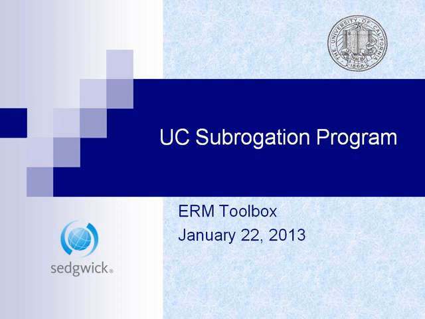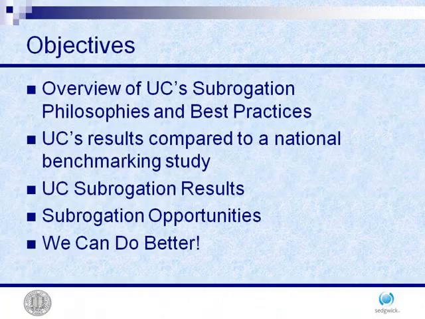So the objectives of our webinar today are to go over the UC Subrogation Philosophies and Best Practices. We also want to talk about the UC's results compared to a national benchmarking study. And then we'll look at the UC subrogation results for all of the lines of insurance. We'll also talk about subrogation opportunities, and as always, we can do better. We always want to collect as much money as we can and not leave anything on the table.